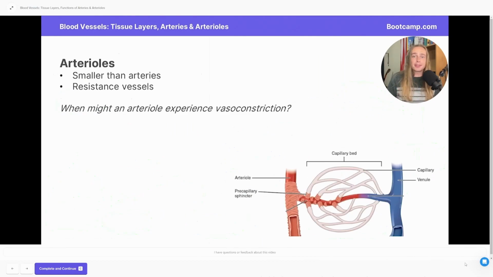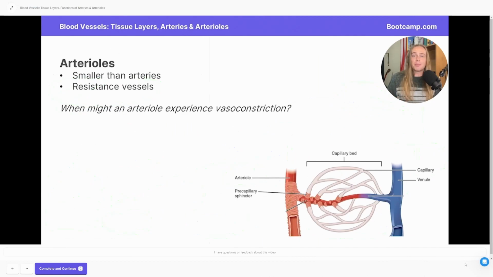Some of the main differences between arteries and arterioles is that arterioles are much smaller and they end up having a much lower pressure than the pressure in arteries. Arterioles is going to be where blood pressure experiences the greatest drop, and we also see that arterioles are commonly referred to as resistance vessels, and this is because there's a large amount of resistance that blood is going to have to face while flowing through one of these arterioles.